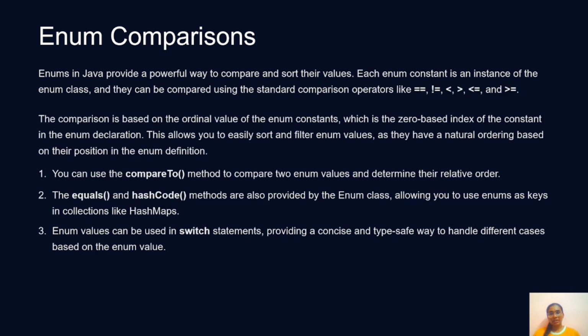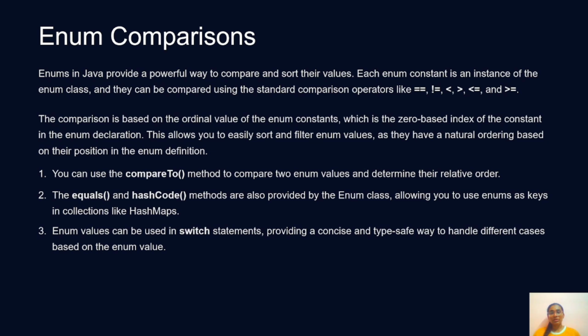The comparisons in enum. Enum in Java provides a powerful way to compare and sort values. Each enum constant is an instance of the enum class and they can be compared using the standard comparison operators, which are equal to, not equal to, less than, greater than, less than or equal to, and also greater than or equal to. The comparison is based on the ordinal value of the enum constant, which is the zero-based index of the constant in the enum declaration.